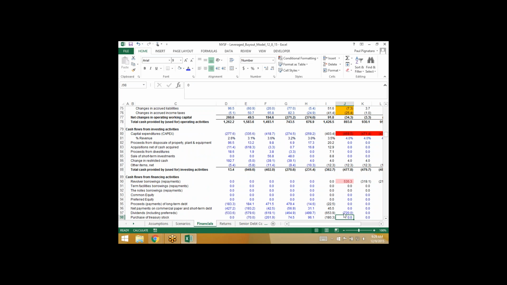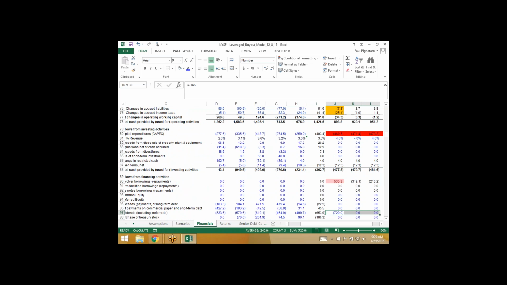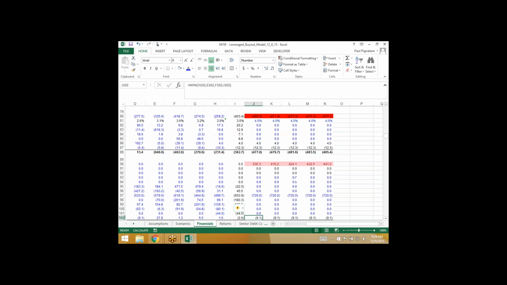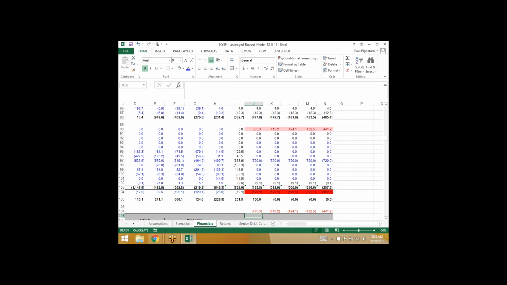You can start to see why we had to link up those revolver borrowings. The revolver kicks in. Right? They can't afford it in this year. And that's the red flag. Notice I have conditional formatting to pop up, noting that they don't have the cash to support this. They've got to dip into their revolver every year. So I doubt this is going to happen.